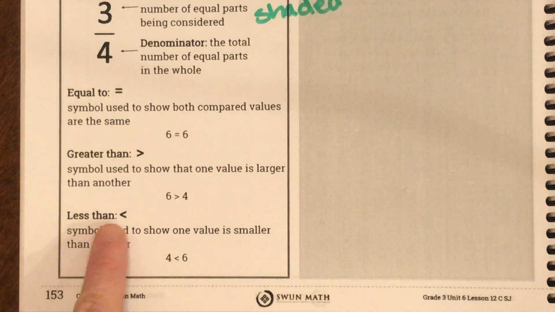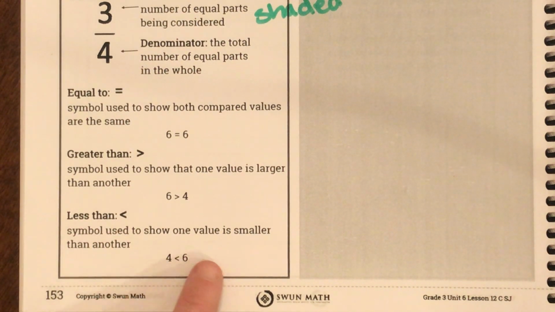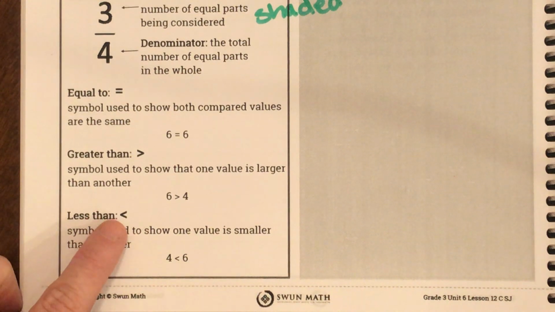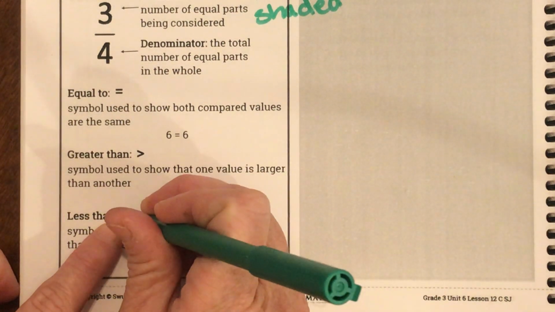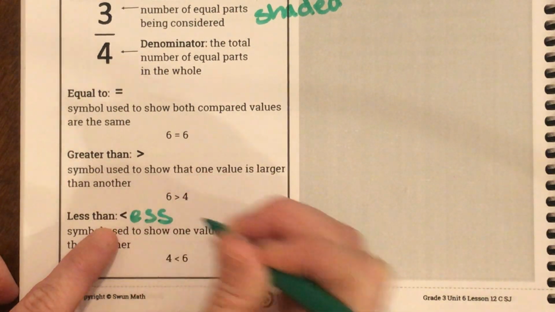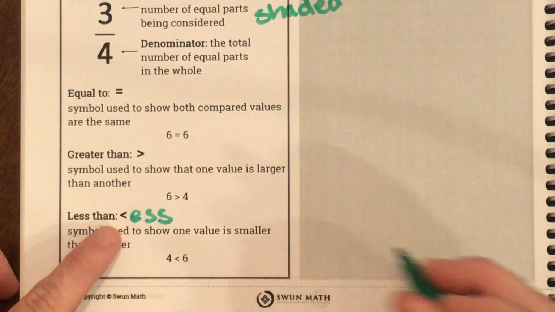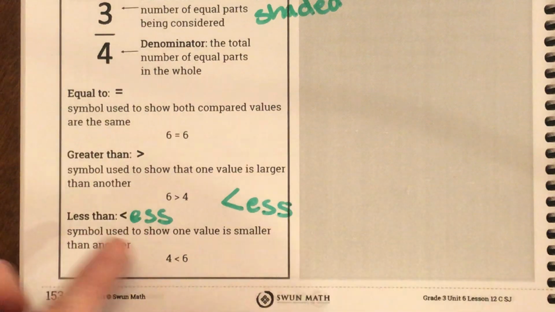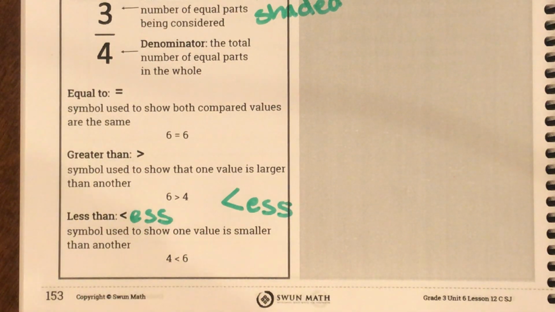And then the less than sign is the symbol used to show one value is smaller than the other. So 4 is less than 6, but still the alligator's grabbing the 6. I also remember that this one kind of looks like a sideways L. So I could write the word less after a less than sign. That's another way that I always remember. Okay, so I'm going to get started and show you what this looks like.